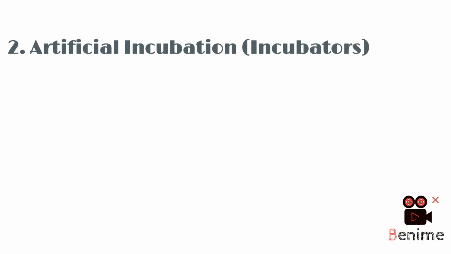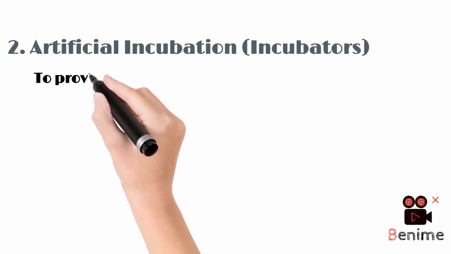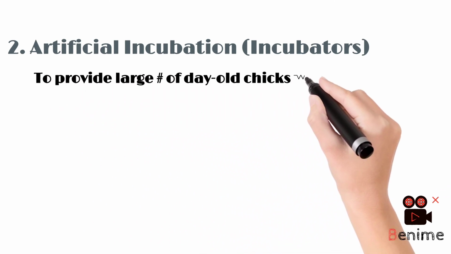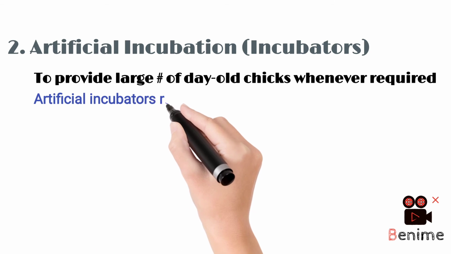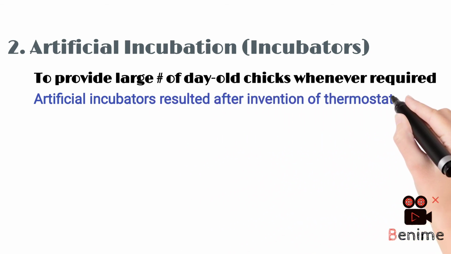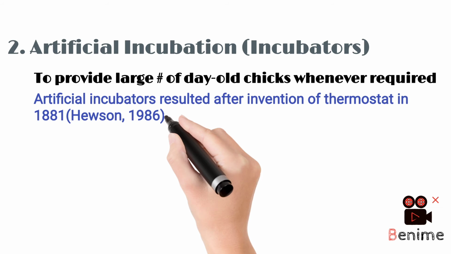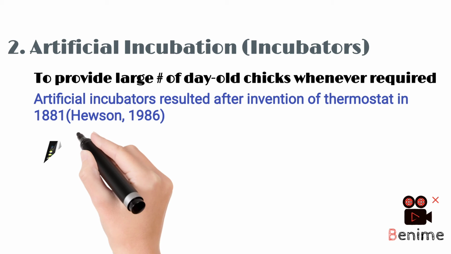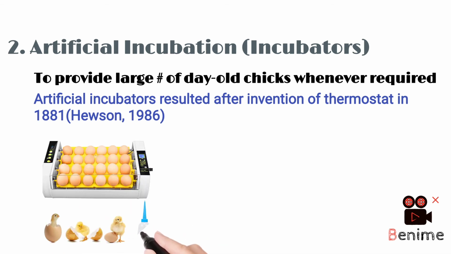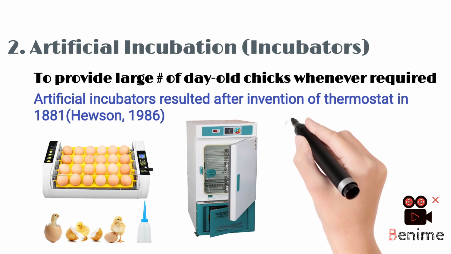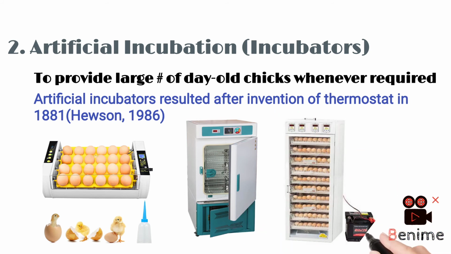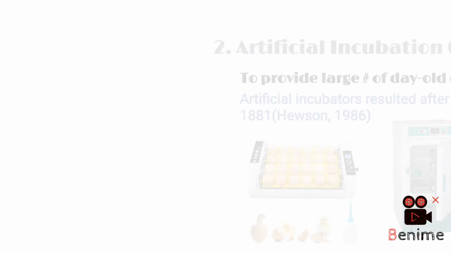Artificial incubation uses incubators. Artificial incubation is used at the commercial level and provides a large number of day-old chicks whenever required. Artificial incubators resulted after the invention of an accurate and simple thermostat in 1881, according to research by Hewson in 1986. There are various types of incubators on the basis of capacity and characteristics.